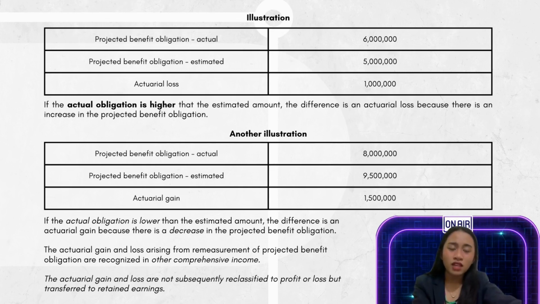So, to conclude, sa OCI na part ng equity mapupunta ang actuarial gain and losses at hindi ito mapupunta sa profit or loss later on. Dahil nga meron tayong rule na kapag naging part ng equity, hindi na ito pwede pang lumabas kahit kailan. I-recycle na lamang ito. So, later on, ililipat na lang ito sa retained earnings.